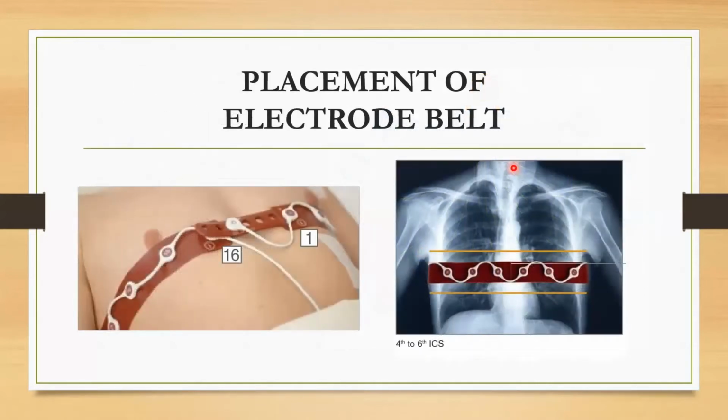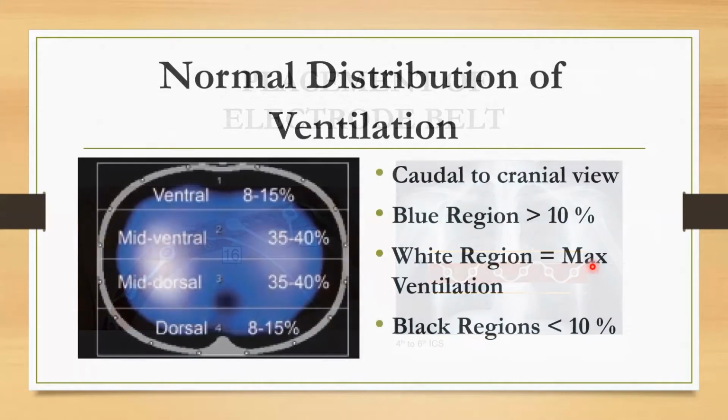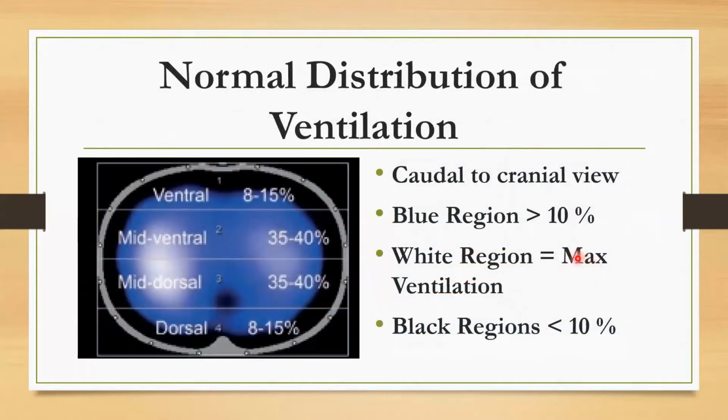So here's the belt, and they say to put it between the 4th and 6th intercostal space, and that's about 2 inches below the armpit of the patient. This is the normal distribution of ventilation.